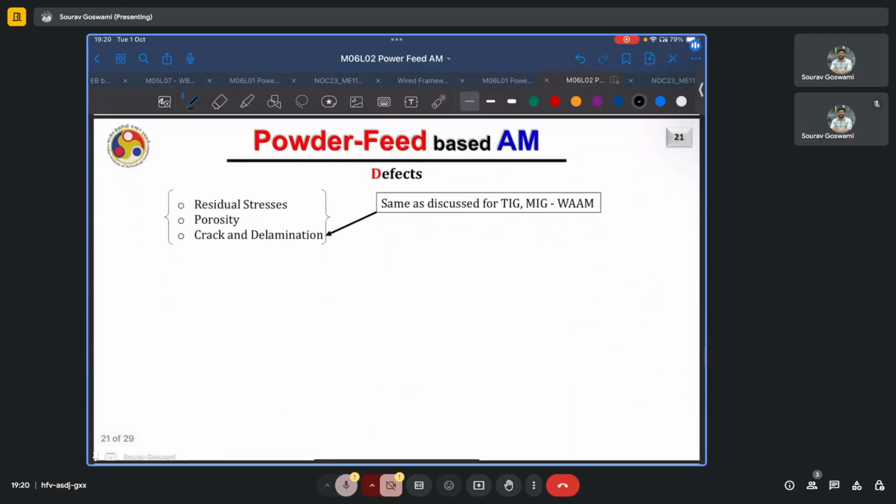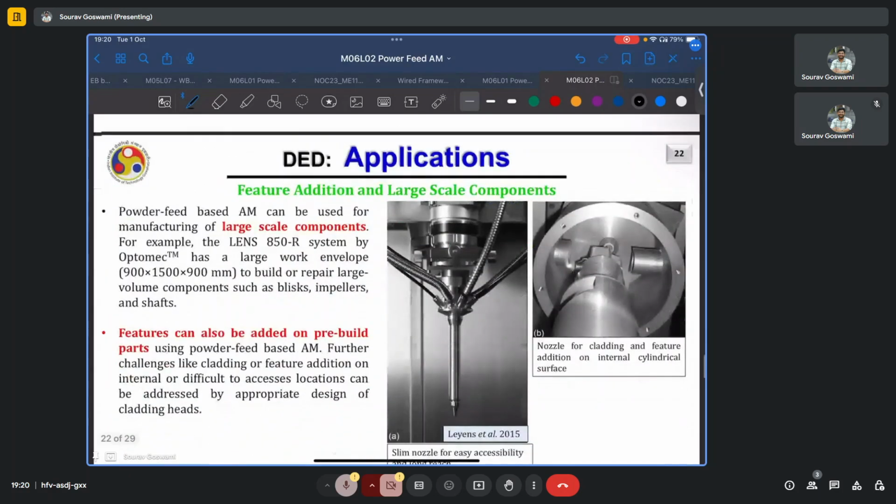Now, for the case of powder feed-based additive manufacturing processes, the defects such as residual stresses, porosity, crack and delamination are often the same as discussed for TIG, MIG-WAAM based processes.